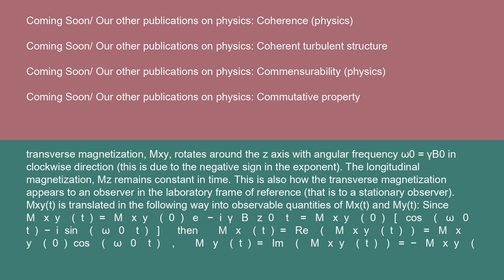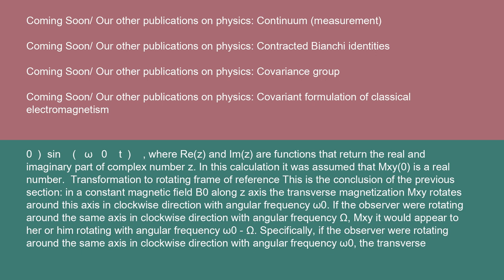This is also how the transverse magnetization appears to an observer in the laboratory frame of reference, that is, to a stationary observer. M_xy(t) is translated in the following way into observable quantities M_x(t) and M_y(t), since M_xy(t) = M_xy(0) e^(-iγB0 t) = M_xy(0)(cos ω0t - i sin ω0t). Then M_x(t) = Re M_xy(t) = M_xy(0) cos ω0t, M_y(t) = Im M_xy(t) = -M_xy(0) sin ω0t, where Re z and Im z are functions that return the real and imaginary part of complex number z. In this calculation, it was assumed that M_xy(0) is a real number.